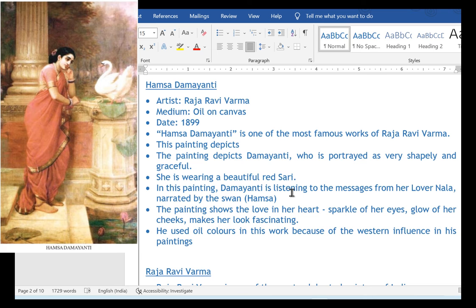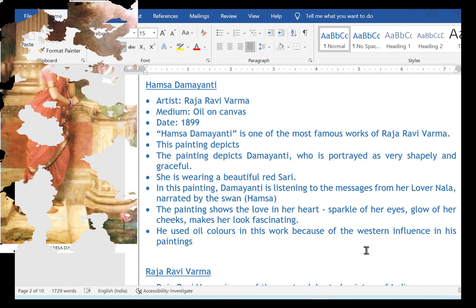In this painting, Damayanti is listening to the messages from her lover, Nala, and the story is narrated by a swan, that is Hamsa. The painting shows the love in her heart. We can see it through the sparkle in her eyes, glow on the cheeks, and this makes her look very fascinating. Oil colors have been used for this painting because of the Western influence that was there during this time, and it is seen in his paintings.